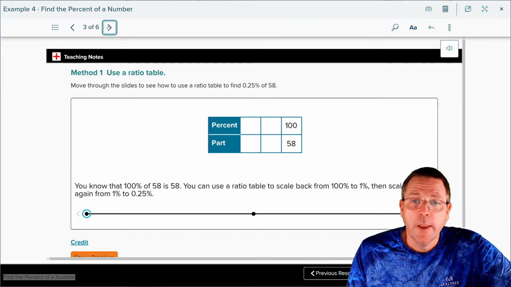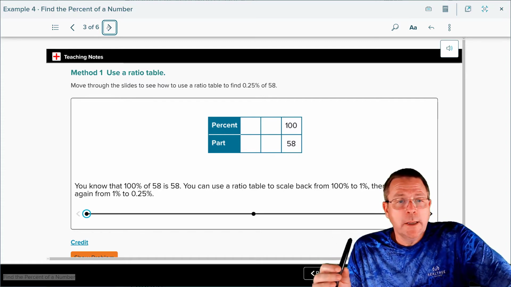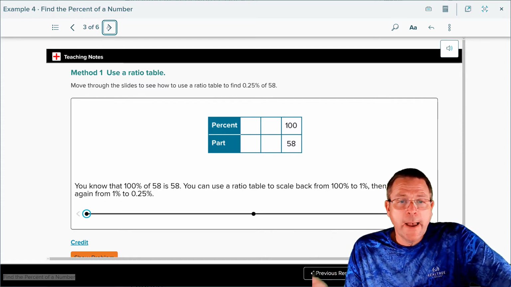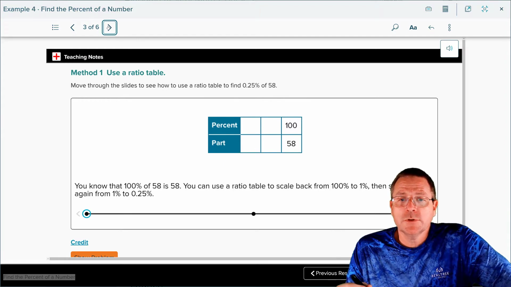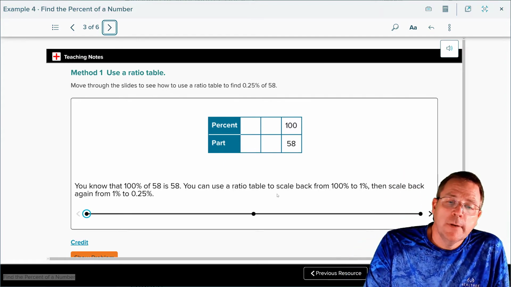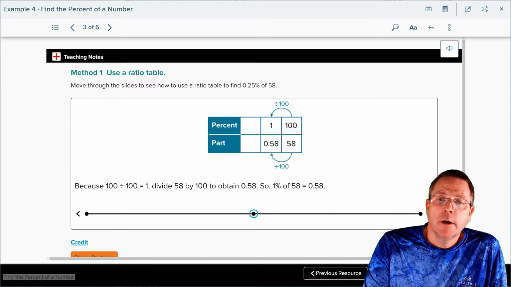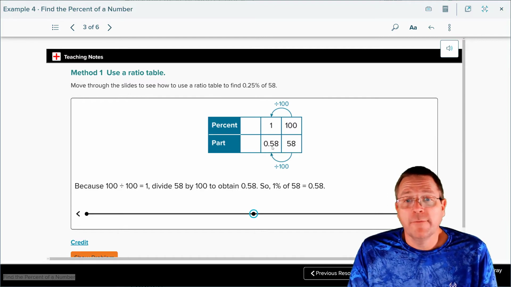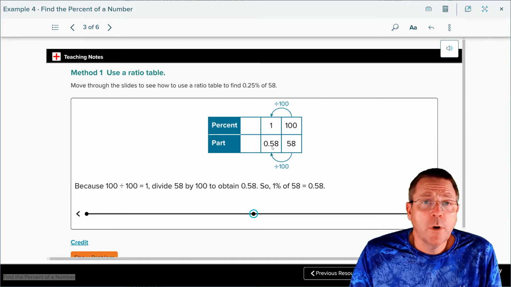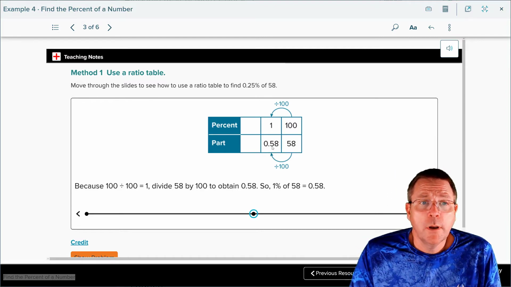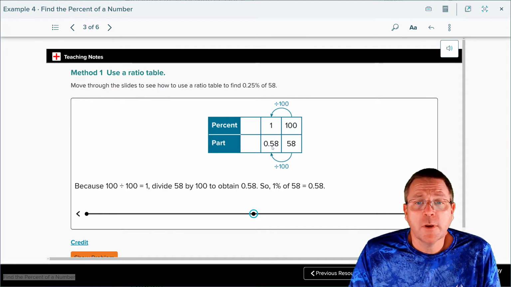For this, we're going to go all the way back to just 1%. So we're going to divide the top and bottom by 100, and that is going to give us 1% of 58 is going to be 0.58. But we don't want 1%, do we? What do we want? We want 25 hundredths of a percent, 0.25%.